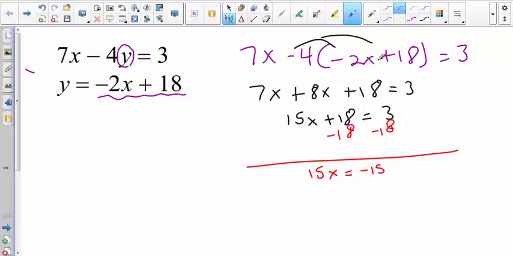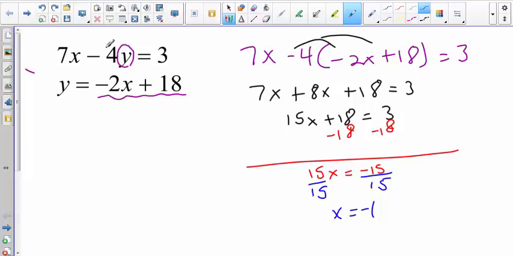So divide both sides by 15. We get x is equal to negative 1. When we solve for a system and we get x equals some number, that tells us that the system is going to have x, y coordinates, or x and y values. It means that the two lines, 7x minus 4y equals 3 and y equals negative 2x plus 18, both will intersect.